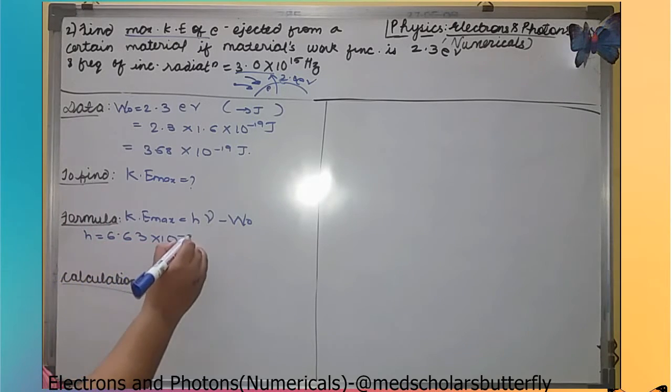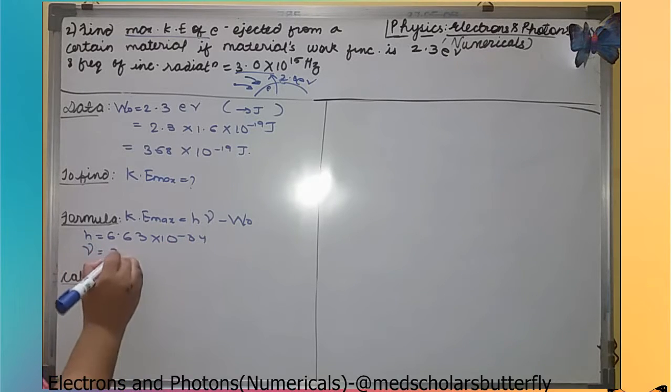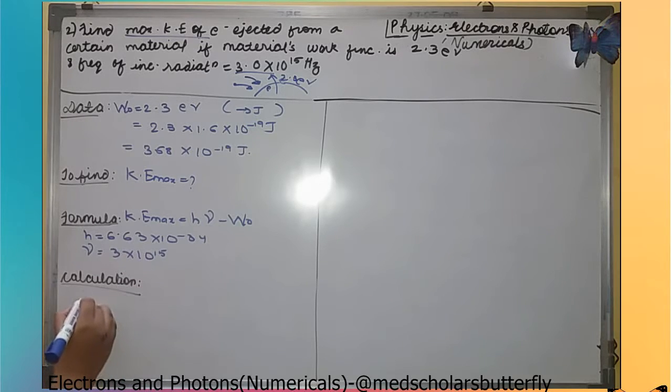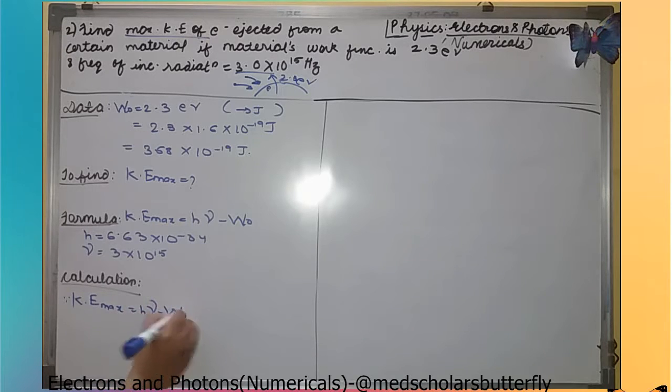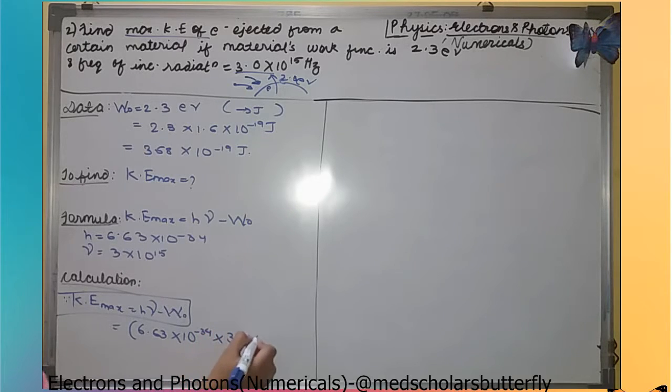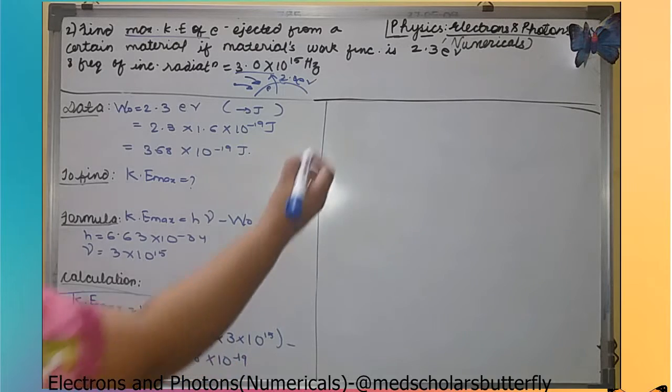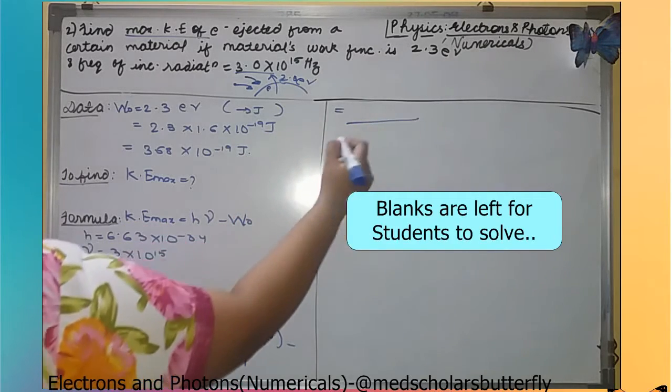6.63 into 10 raised to minus 34 and nu is 3 into 10 raised to 15, speed of light. Just substitute it. We can write down the formula again. Since, square it, this becomes 6.63 into 10 raised to minus 34 multiplied by 3 into 10 raised to 15 minus 3.68 into 10 raised to minus 19. Solve it. You will get an answer in joule.